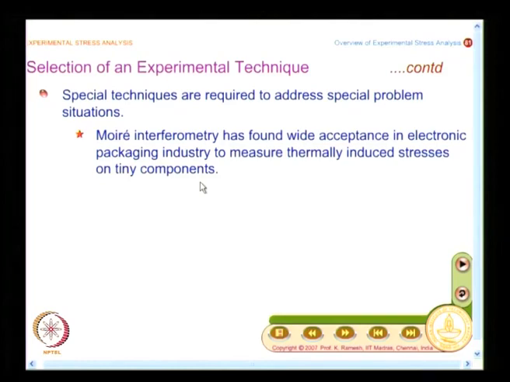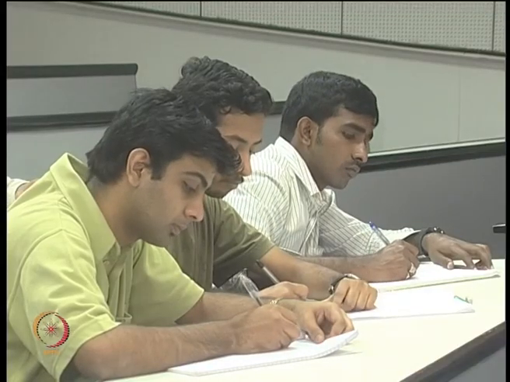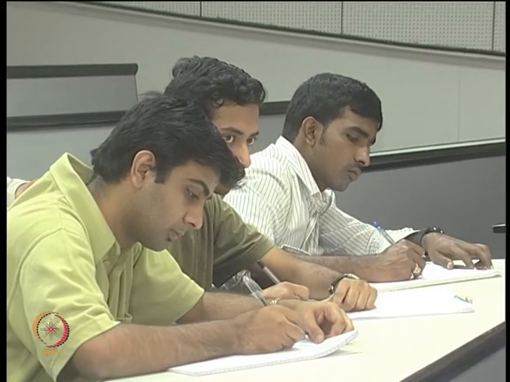In this application, Moiré is ideally suitable, mainly because the components are very small. I can't go and paste a strain gauge, and Moiré gives whole field information, and researchers have convincingly shown that Moiré is applicable for this class of problems.